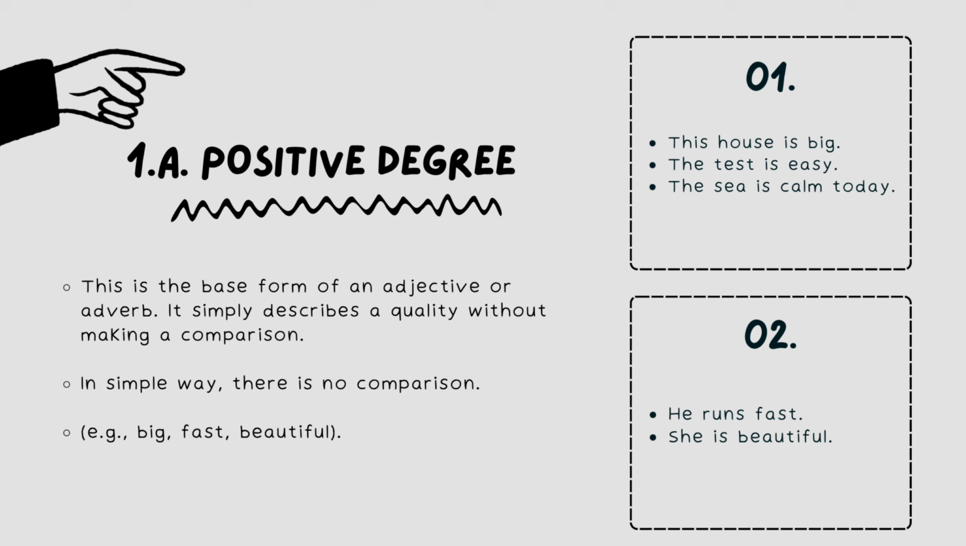1A, positive degree. This is the base form of an adjective or adverb. It simply describes a quality without making a comparison. In a simple way, there is no comparison. Example 1: This house is big. The task is easy. Example 2: He runs fast. She is beautiful.